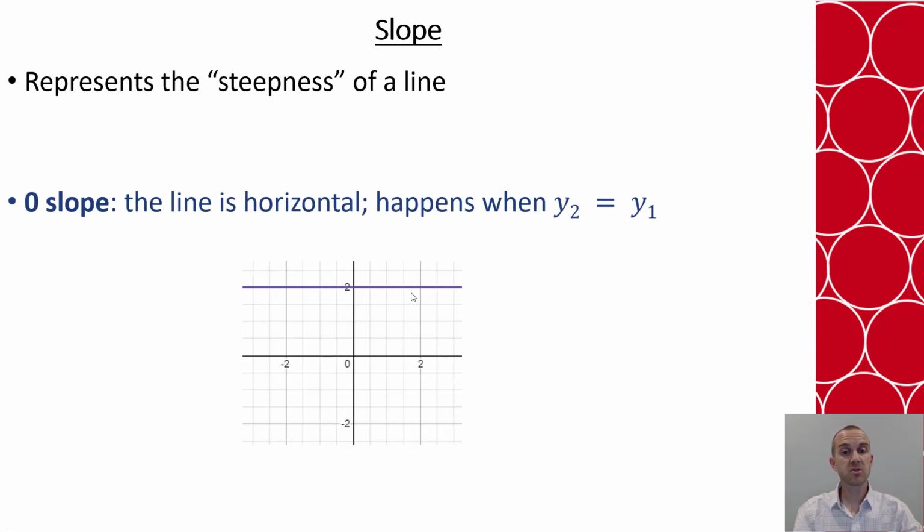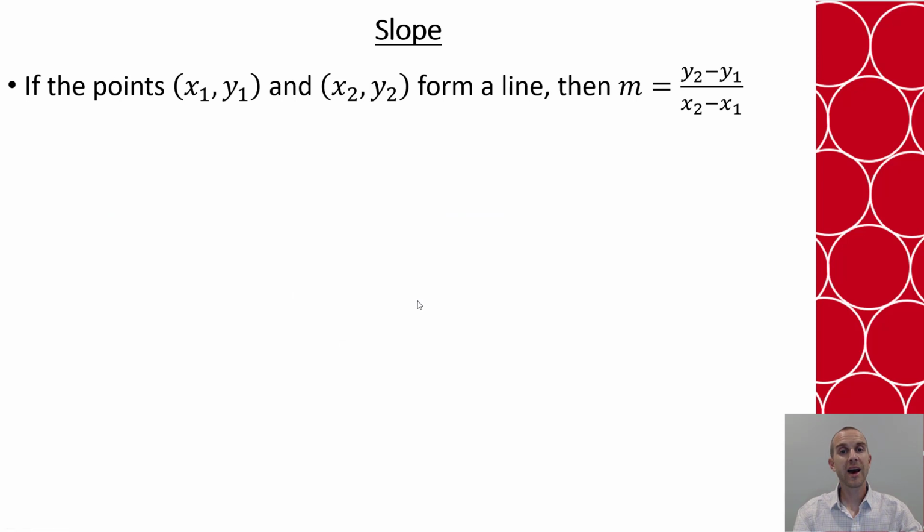If you hear of zero slope, this is a horizontal line, and this occurs when the y values are the same. And in this case, we'd say that this line is y equals 2 because that is the y value for which it goes through. Now, how do we determine slope? If we have 2 points, we know that we can take the second point and subtract the first point. It's the change in our y's divided by the change in our x's, and that gives us the slope.